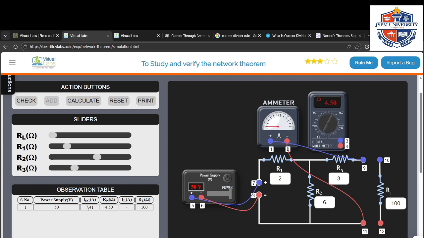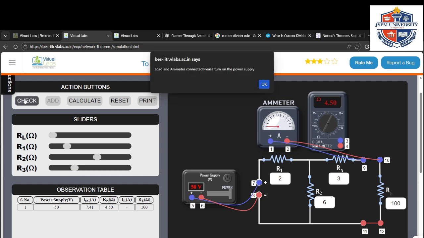For that purpose, again we will remove this connection of the ammeter. We will connect terminal 9 to the ammeter terminal. The ammeter output we connect to the load, and the second terminal of the load we short by connecting 11 and 12. Now the entire circuit is connected. Now we are going to measure the current flowing through the load resistance. Then again we have to check that the load and ammeter are connected.